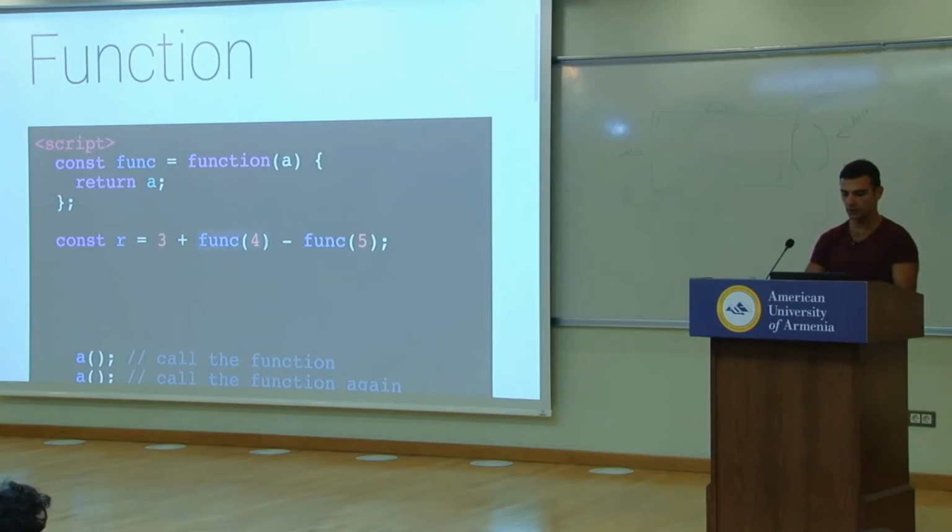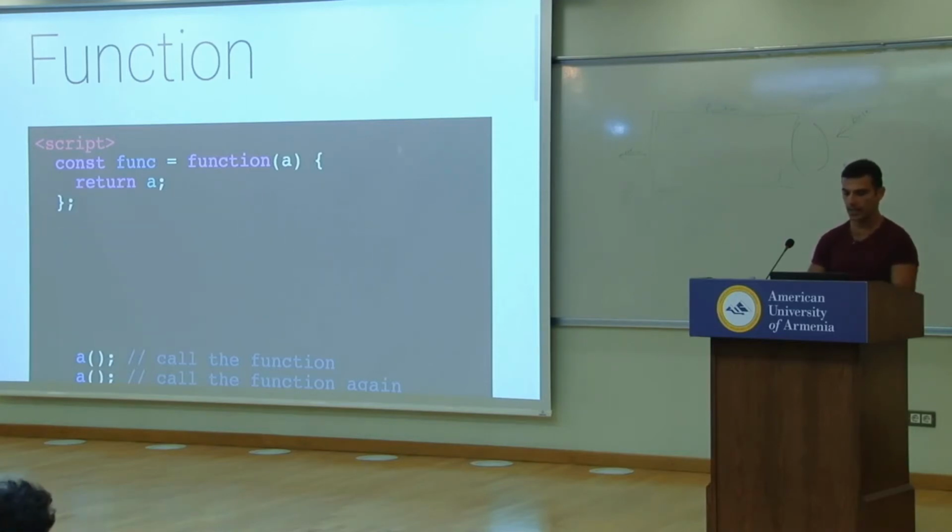This will execute and turn into 4, and this one? 5. And then this one will add together, giving me 7. And then this will run, giving me 2. And now r has 2. Make sense? Okay, so now let's do something more interesting.